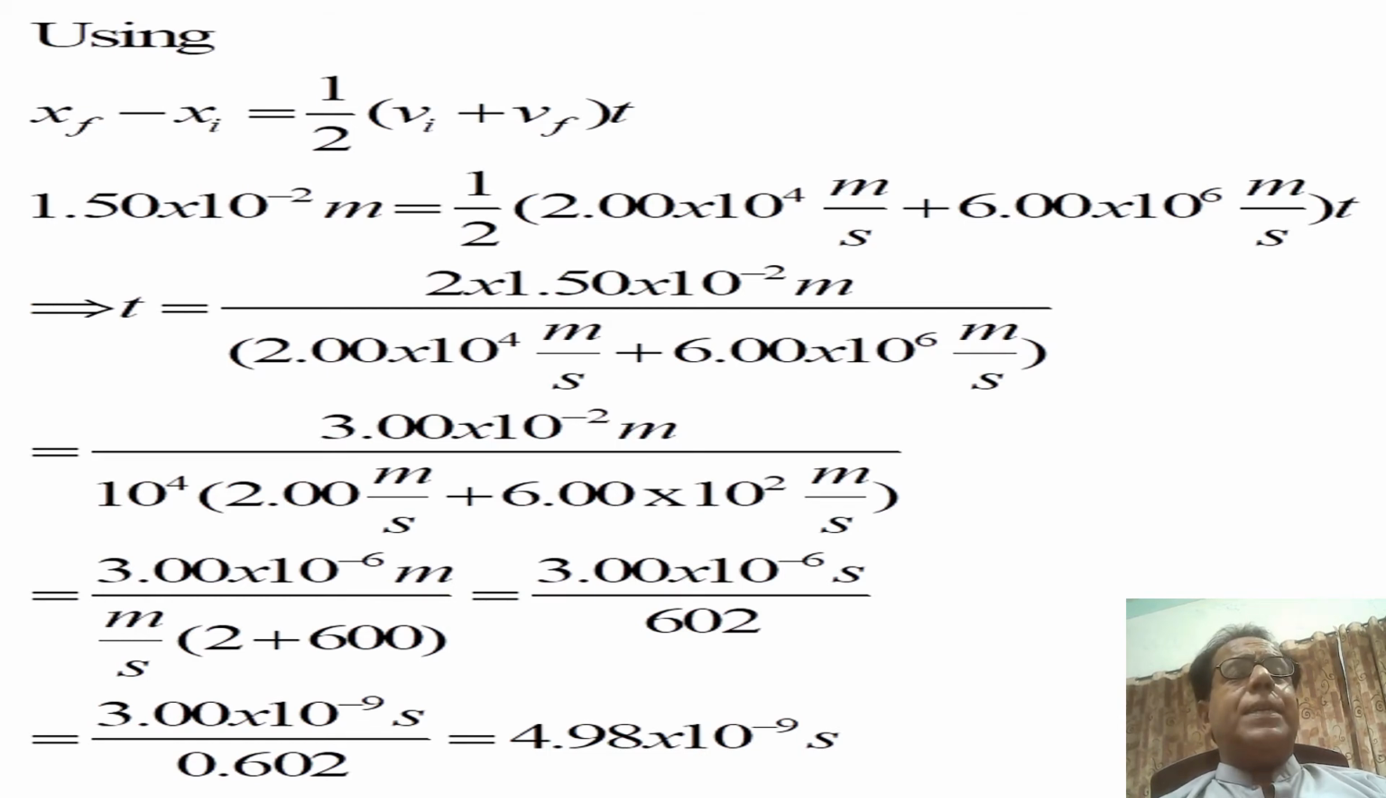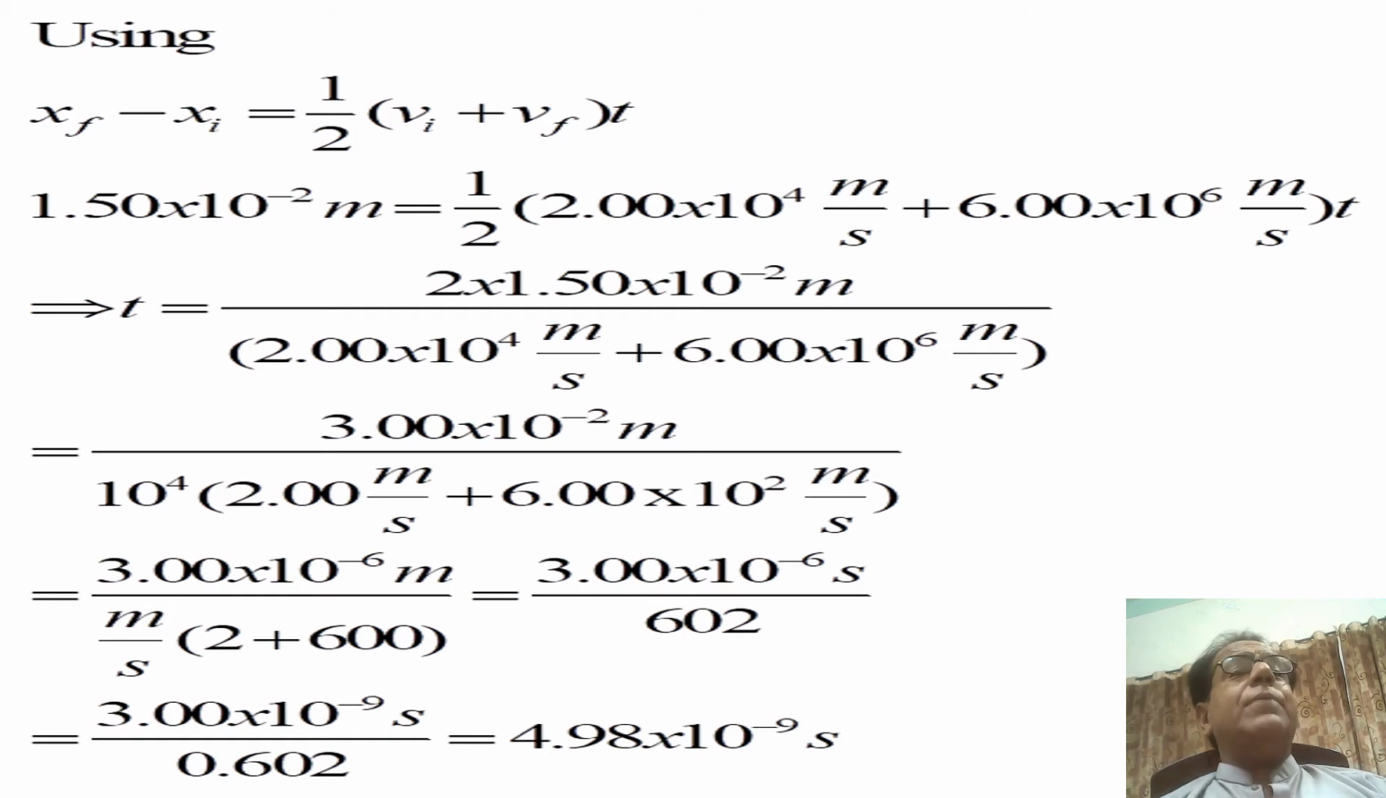This alternatively becomes equal to 3.00 × 10^-2 meter divided by 10^4, which we have taken common, because 10^4 is included in the first factor and also in the second factor. Then within the bracket the remaining quantity will be (2.00 meter per second plus 6.00 × 10^2 meter per second).